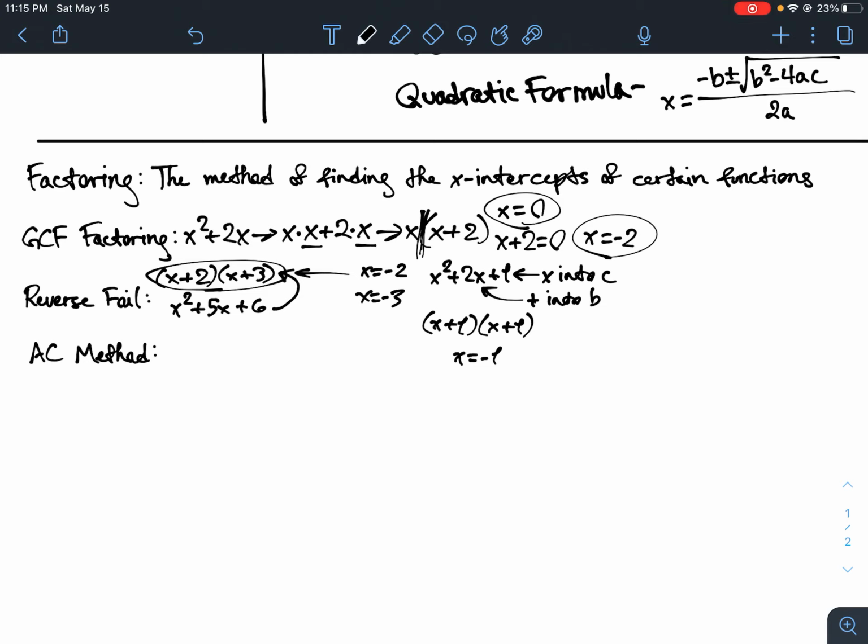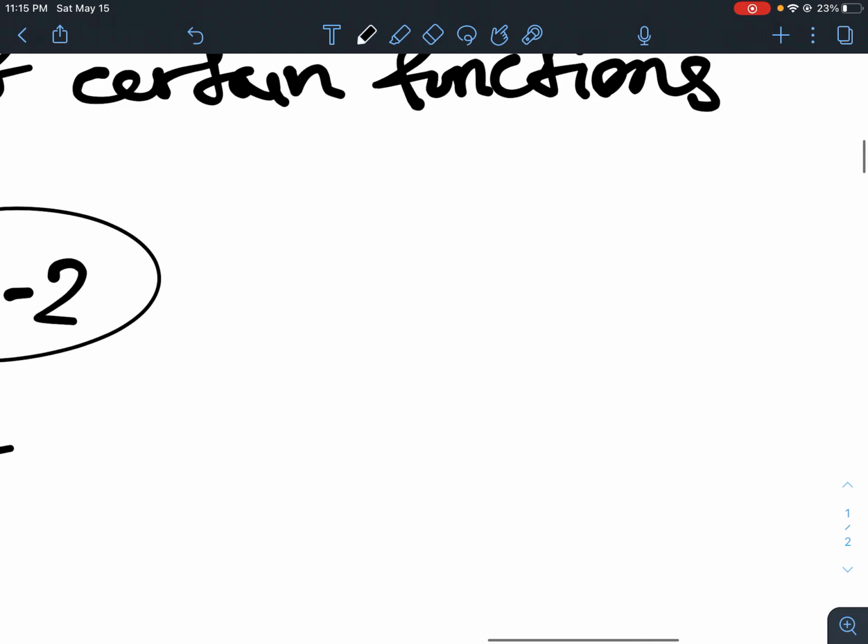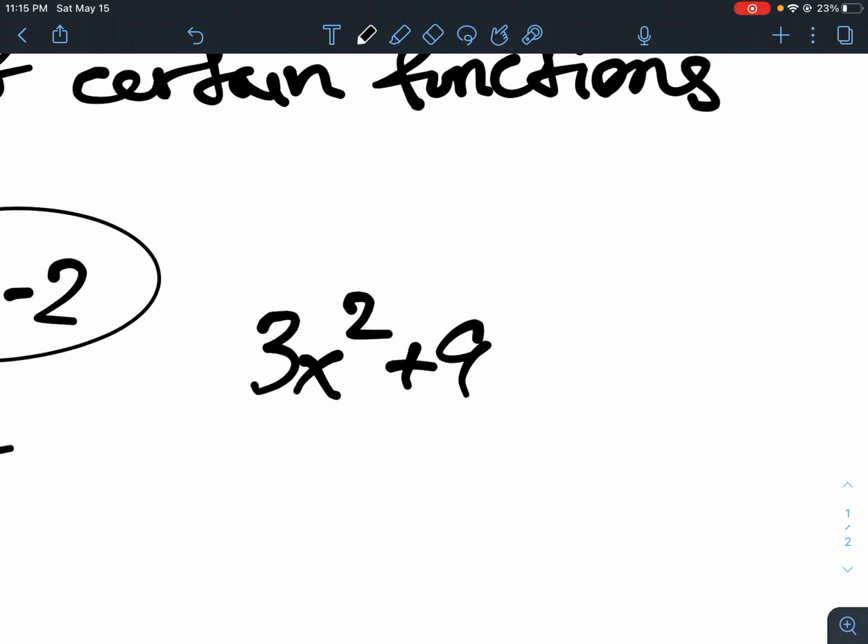And now we move on to AC method. AC method is a bit harder because normally we would combine GCF and reverse FOIL in order to find the roots of quadratic functions with a's that are greater than 1, which, let's say, 3x squared plus 9x plus 6.